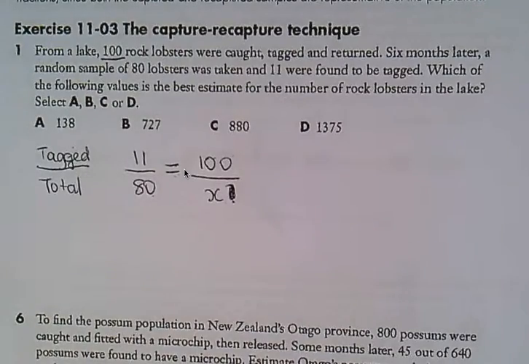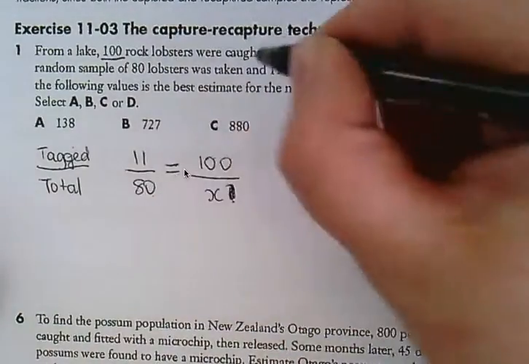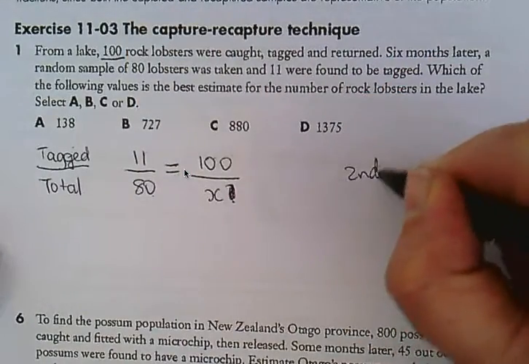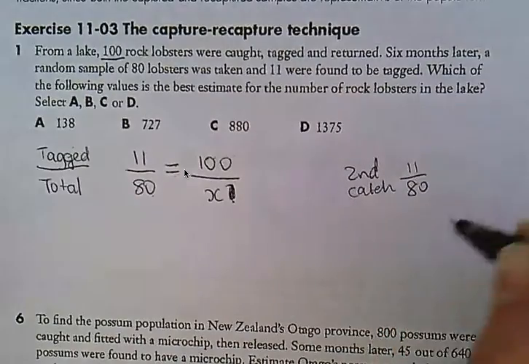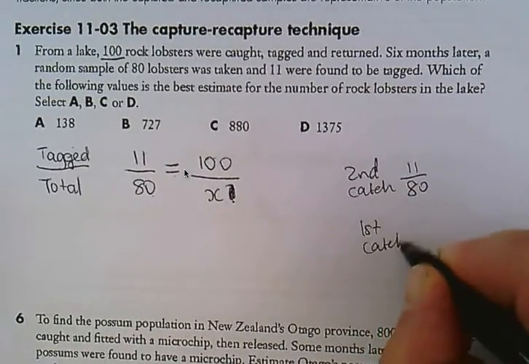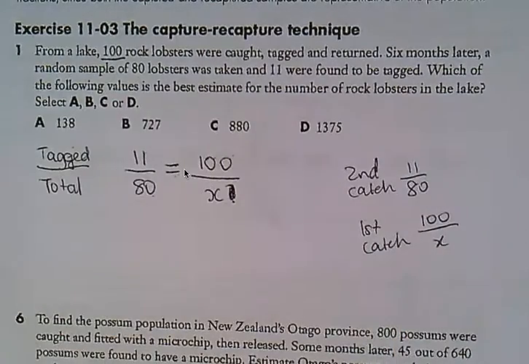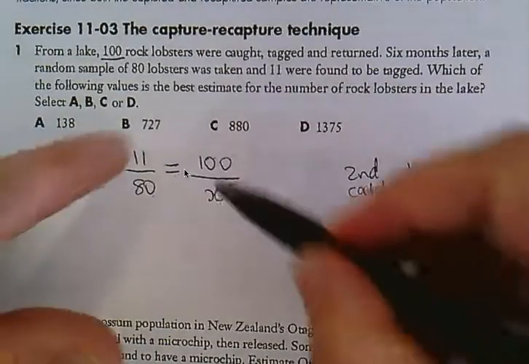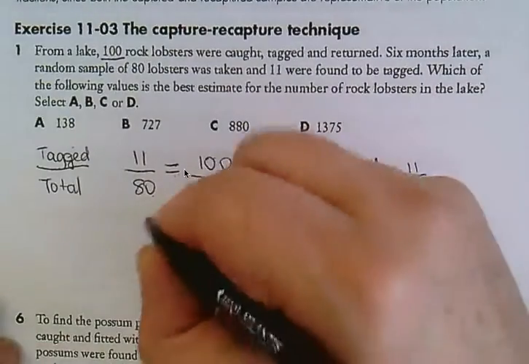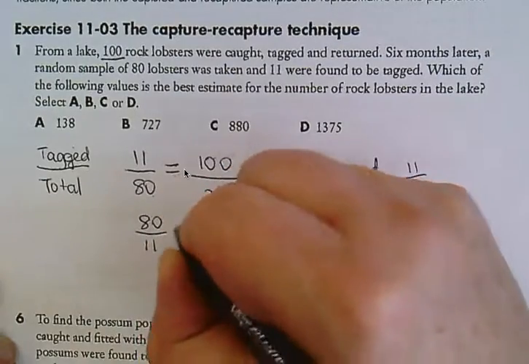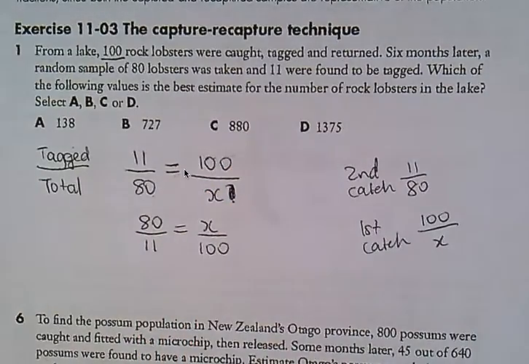Now I solve that. It's tagged over total. The second catch was 11 out of 80. Do you get it? First catch, I tagged 100 over X. I don't know how many there are in the whole lake. So now I have to solve this equation. Now the X is on the bottom. What do we do to both sides? Flip both. 80 over 11 equals X over 100. You flip both sides because the X is on the denominator. When you solve for X, you don't want it on the denominator.